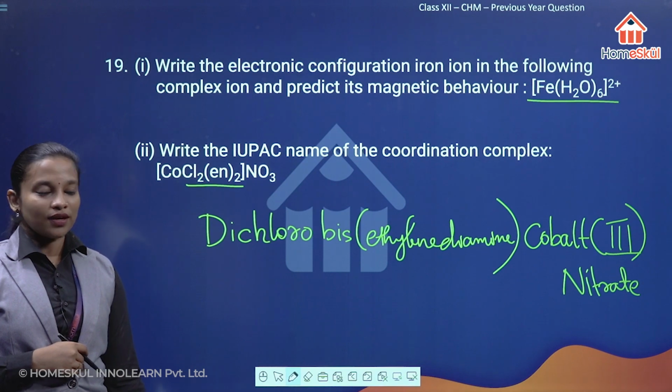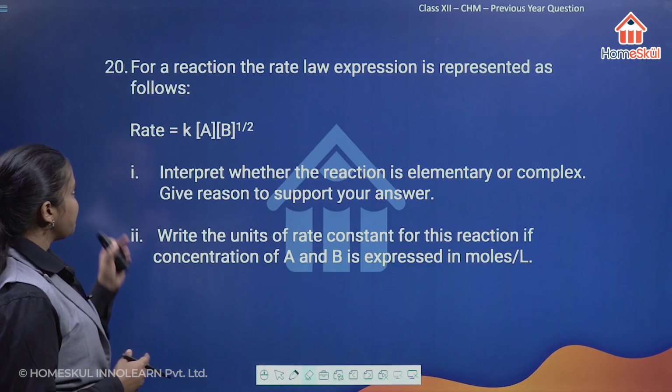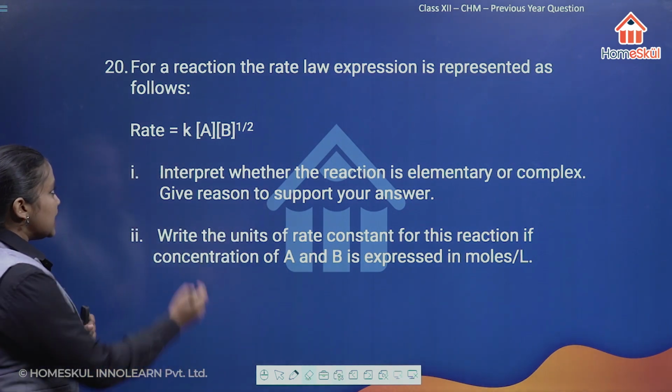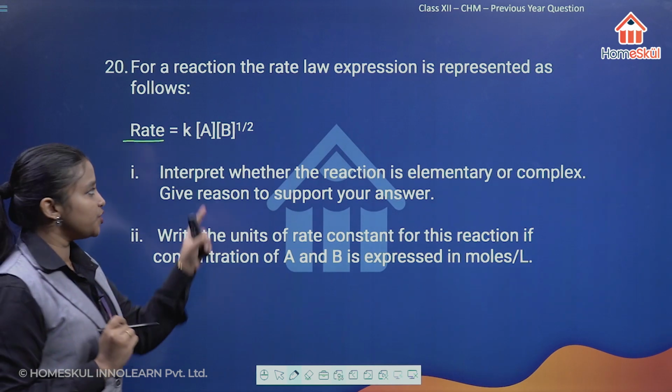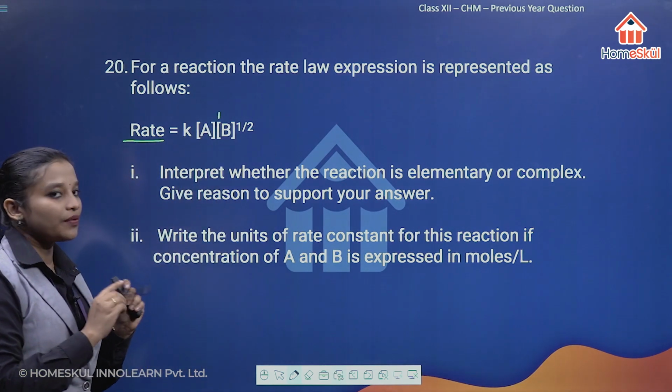This is the IUPAC name of the compound. Okay. Now, moving on to the next. Let's read the 20th question. For a reaction, the rate-law expression is represented as rate is equal to k into concentration of A into concentration of B raised to half.